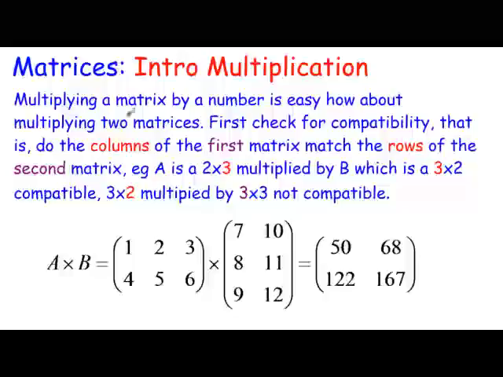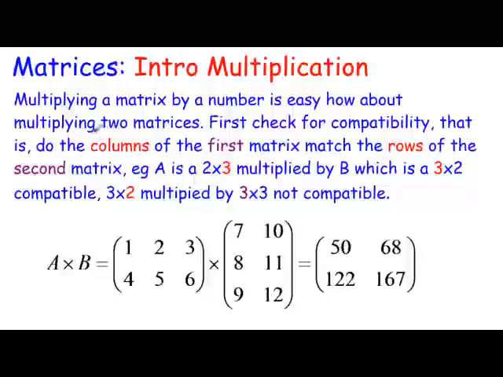What do I mean by that? Well, if you look at the columns, here's 1, 2, 3 columns of the first, which have got to match with the rows, 1, 2, 3, of the second. And the resultant is a 2 by 2, which is the number of rows of the first and the number of columns of the second. But we'll go over this quickly to see how it works.